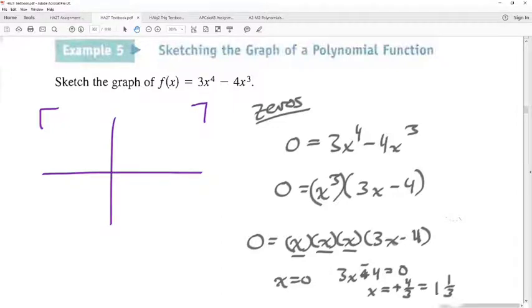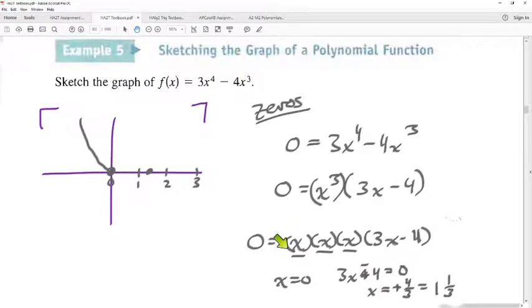All right, so what are our two zeros? We have one at 0, and we have one at 1 and 1/3, which would be right about there, right? Okay, so we know that we're supposed to start up here and right here. So we start up here and we start going down towards our first x-intercept. Now this x-intercept right here, we're supposed to go through, and I know that because of the multiplicity of 0.